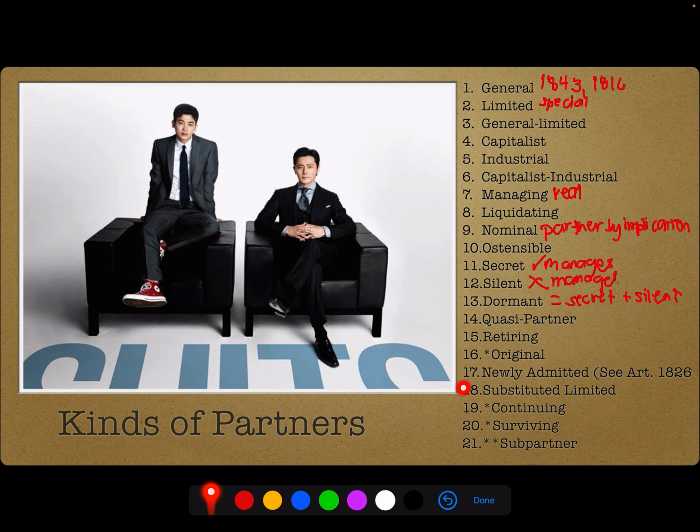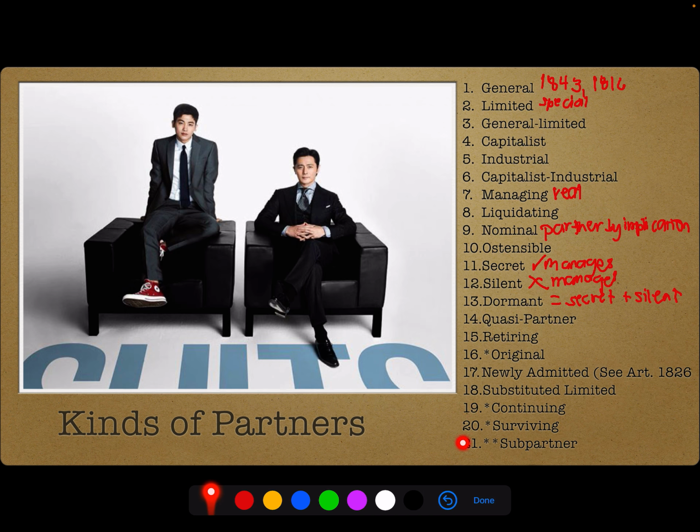Okay, so next. A substituted limited partner is one who is admitted to all the rights of a limited partner who has died or assigned his interest in a partnership. As for these last three, there are asterisks because these were added classifications by De Leon. A continuing partner is one who continues the partnership after it has been dissolved. Okay, so 20 is a surviving partner or one who remains after a partnership is dissolved by the death. That's why it's surviving. So technically, a surviving partner is a continuing partner.